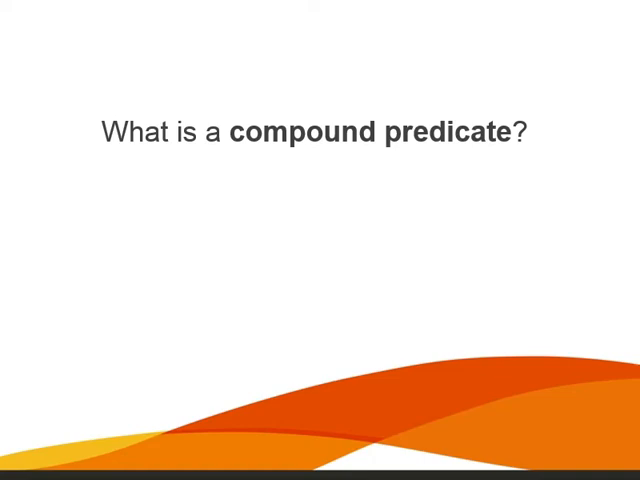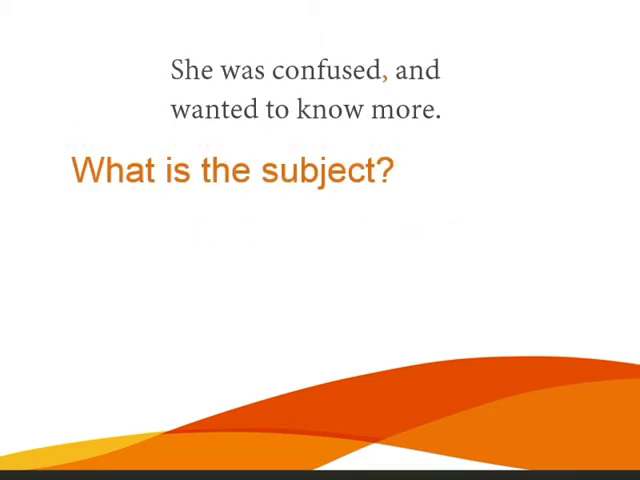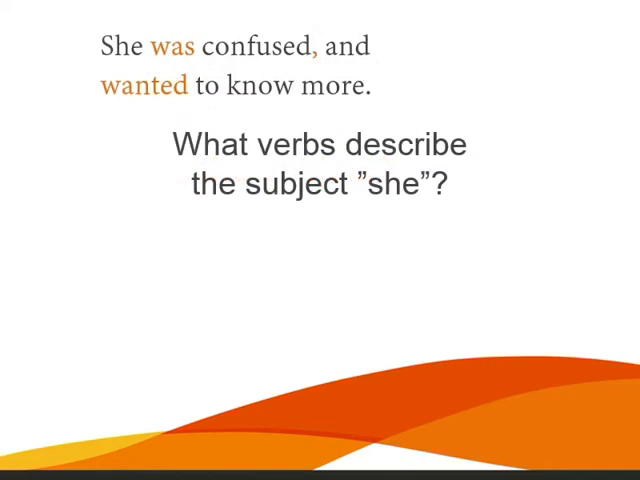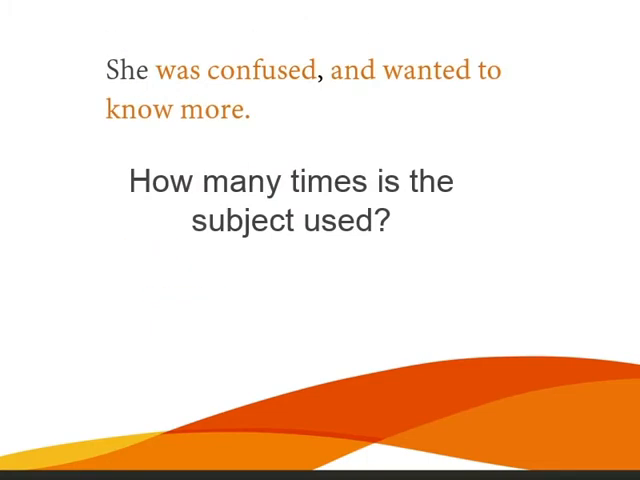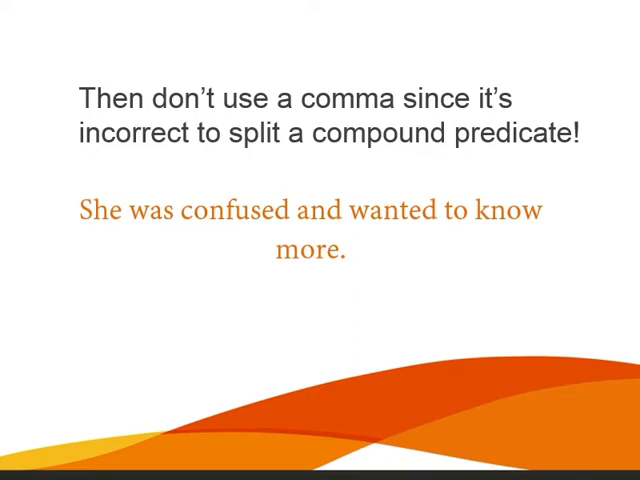What is a compound predicate? Let's help this author figure out a sentence with a compound predicate. She was confused and wanted to know more. Is this comma correct? Well, break down the sentence. What is the subject? She. What verbs describe the subject she? Was and wanted. How many times is the subject used? Once. Then don't use a comma since it's incorrect to split a compound predicate. Oh, okay.